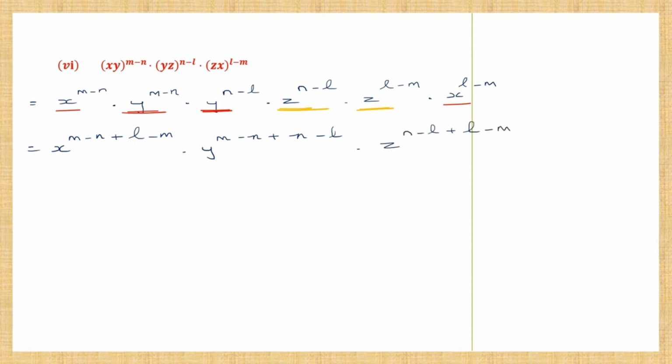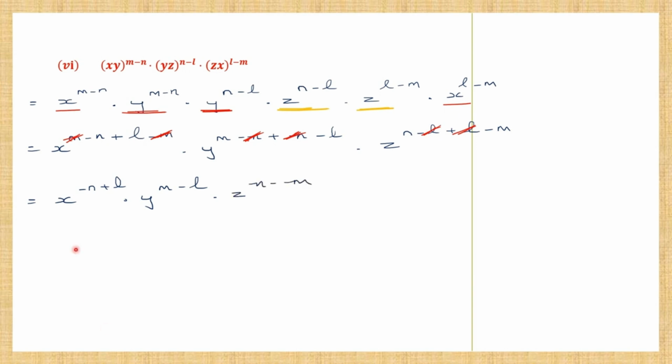So now we can cancel. We have m and minus m. So these two get cancelled. Let's go to the y. Y we have minus n and plus n, that will get cancelled. Let's go to the z. Minus l and plus l get cancelled. So now what do we have? We have x to the power of minus n plus l, then into y to the power of m minus l into z to the power of n minus m.